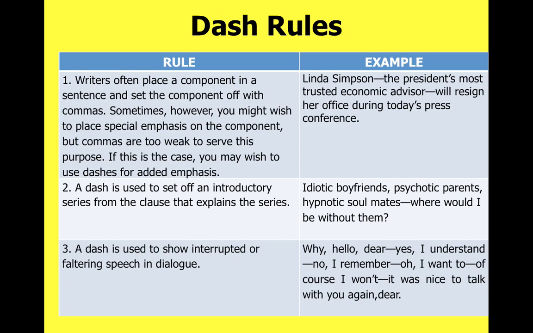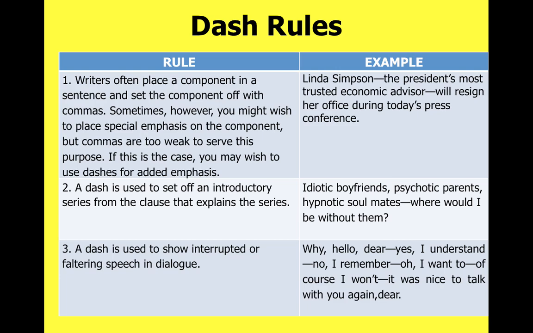Some rules for the dashes. Writers often place a component in a sentence and set that component off with commas. Sometimes, however, you might wish to place special emphasis on the component, but commas are really too weak to serve that purpose because we use them all the time. If this is the case, you may wish to use dashes for added emphasis. So in the example on the right, Linda Simpson, the president's most trusted economic advisor, will resign her office during today's press conference. Okay, you could easily replace those dashes with commas. However, if you're wanting to use more emphasis, you would go ahead and use that dash.